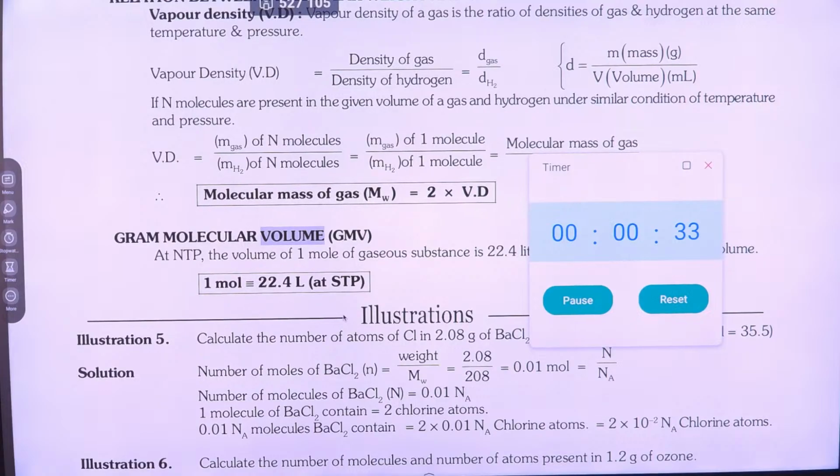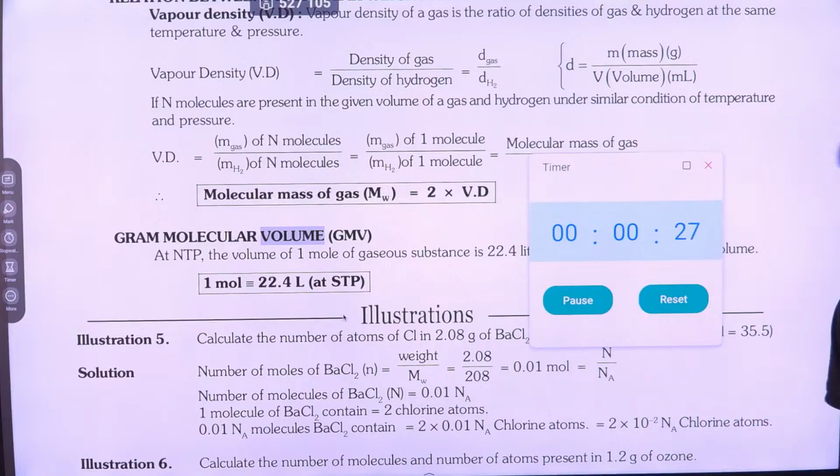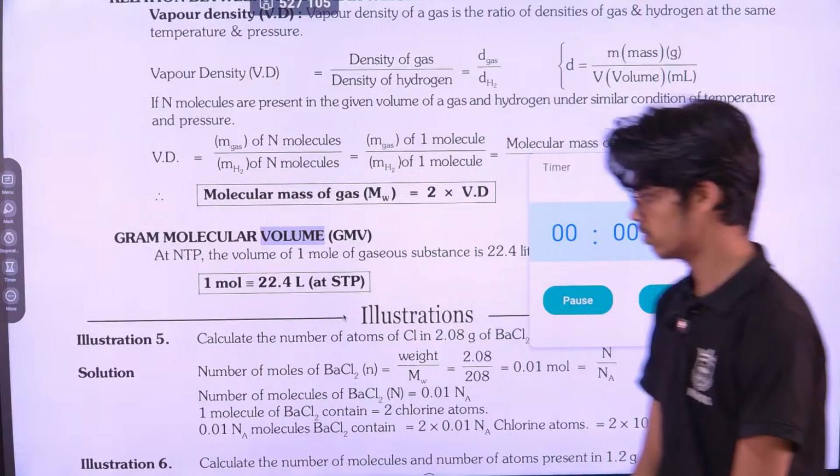Okay, 35, 33, guys. Do it. Number of molecules and number of atoms in 1.2 gram of ozone. Calculate number of molecules and number of atoms present in 1.2 gram of ozone.